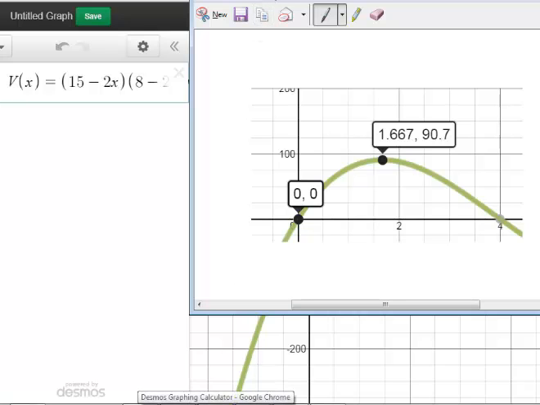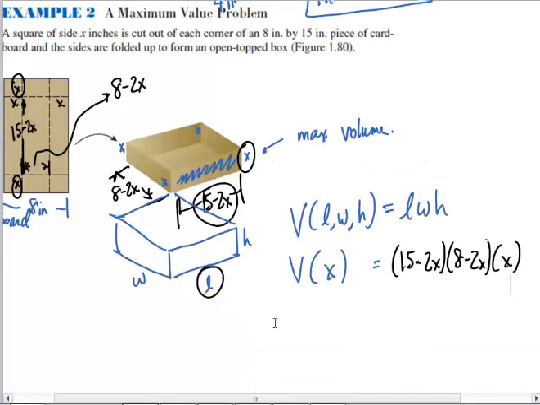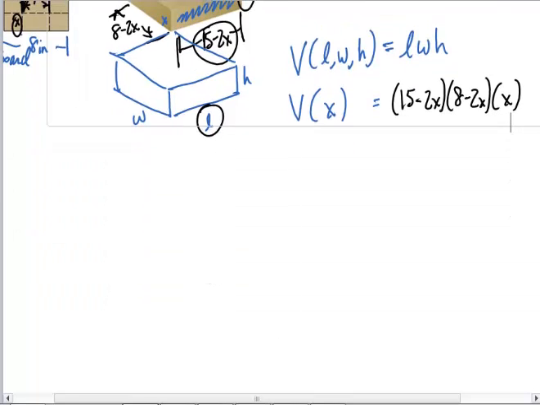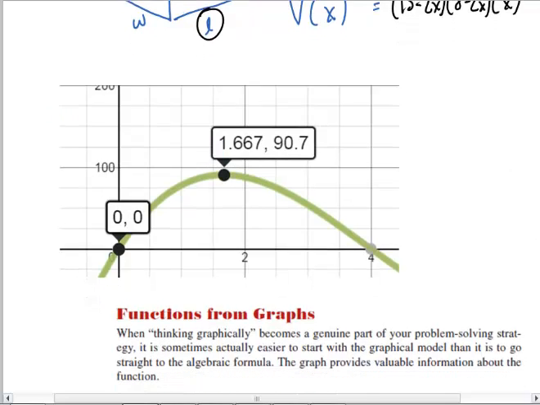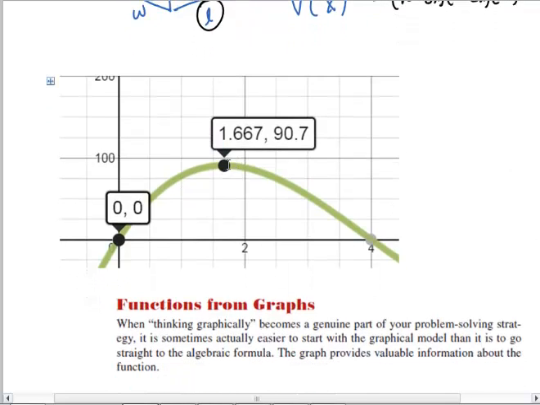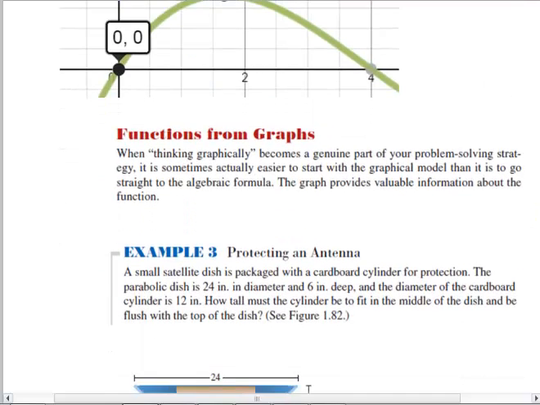And in later years of math, like next year when we do calculus, we're actually going to show you how to use derivatives to do that. But that would right now represent what the maximum volume would be, of 90.7 cubic units.